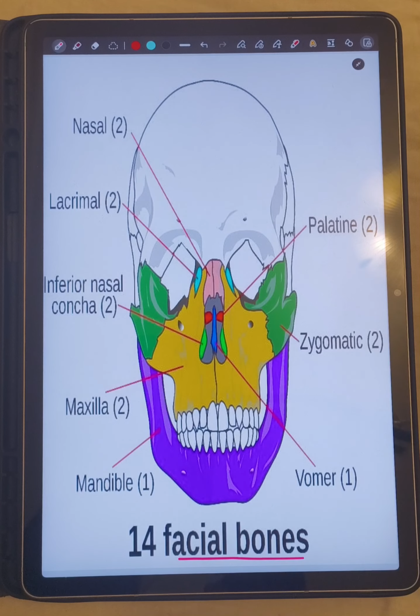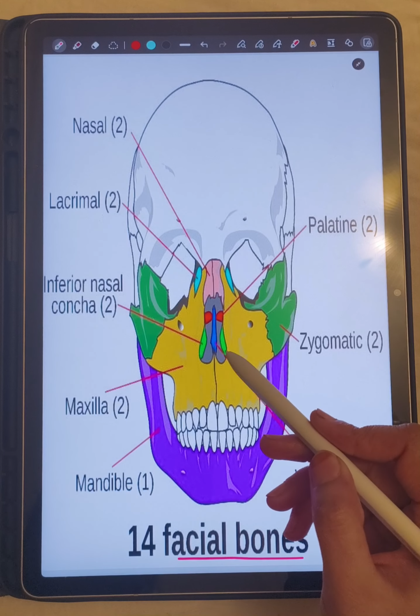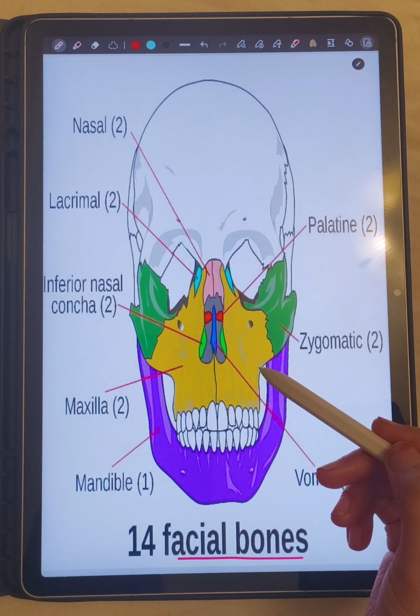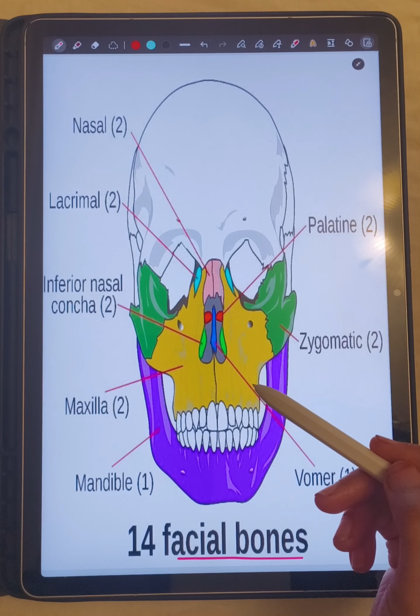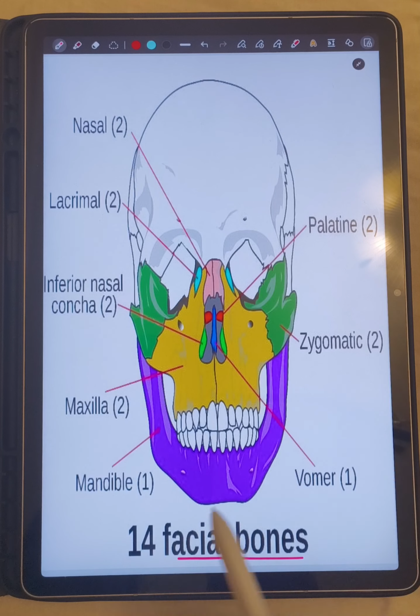In the axial skeleton system, we will now discuss the facial bones. They form the structure of the face and protect sensory organs like the nose, eyes and mouth. They provide attachment for facial muscles used in expression, chewing and speaking. They also support the teeth and help in eating.